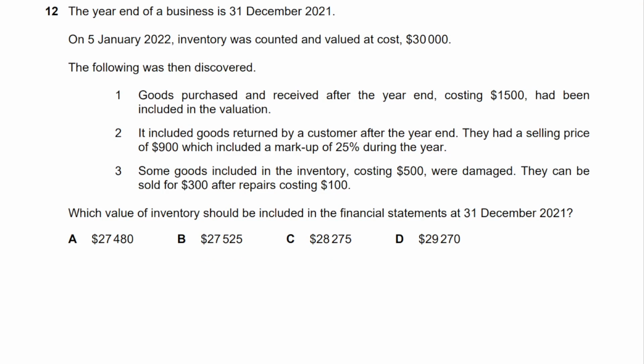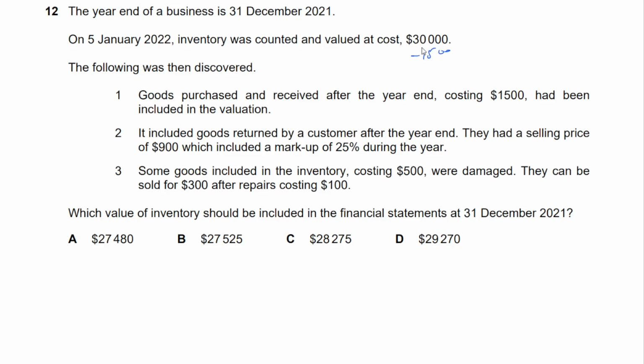Number 12. The year end of a business is 31st December 2021. On 5th January 2022, inventory was counted and valued at cost 30,000. The following was then discovered. Goods purchased and received after the year end, costing 1,500, had been included in the valuation. So these goods were purchased and received after the year end. The year was ended, so we cannot include that, right? It cannot be included in this valuation.